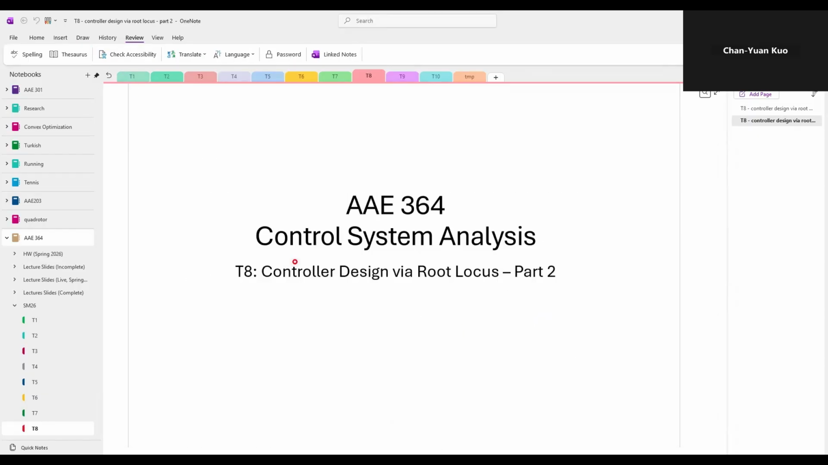In the last part of this lecture, we introduced several types of controllers that can be used to meet the design specifications. In the second part of this lecture, we will see how to design them systematically using the root locus method.